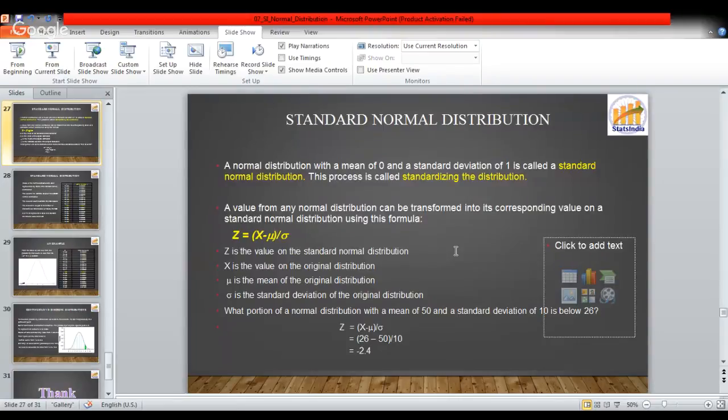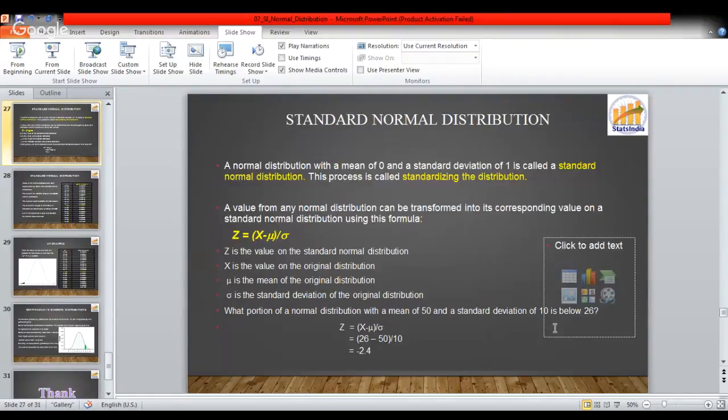What is z? Z is the standard normal distribution. X is the value of the original distribution, mu is the mean of the original distribution, and sigma is the standard deviation of the original distribution. Now, what proportion of a normal distribution with mean 50 and standard deviation 10 is below 26?